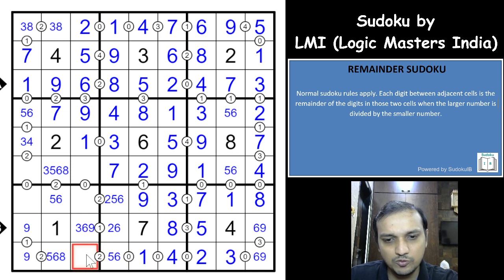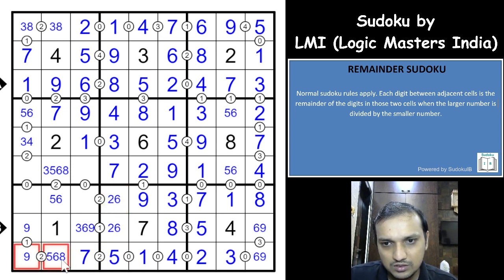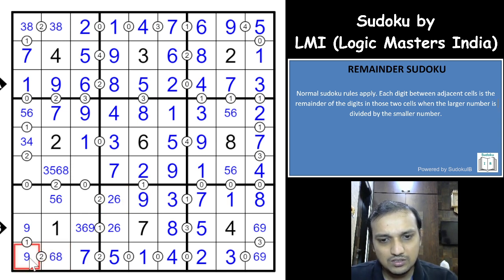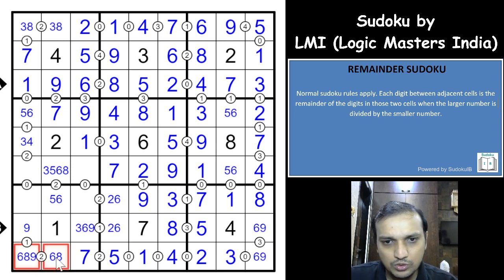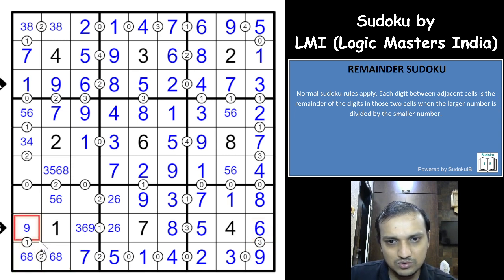Okay, this cell would have to be a 7, classic rules, which means to get the remainder 2, this would have to be a 5. 6, 9 and 8. 8, 6 and 9. 9, this is 6 and 8. What two digits can give you a remainder 2? It can only be 6 and 8. 6 and 9 or 8 and 9 is not possible. So 9 is not in this cell. 9 would have to be this. This is 6. 6 and 8. So this cell is a 9 now.